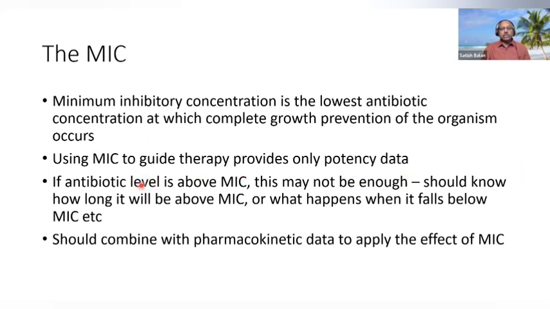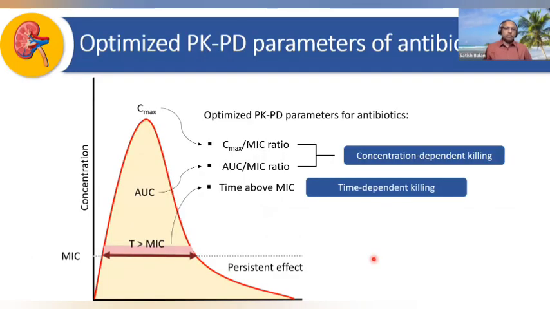But using MIC to guide therapy provides only the potency data. For instance, even if the antibiotic level is above the MIC, this may not be enough. We should know how long it will be above the MIC, what happens when it falls below the MIC, and whether protein binding and other things will keep it above the MIC or not. Therefore, you should combine it with pharmacokinetic data in order to really apply the effective MIC.